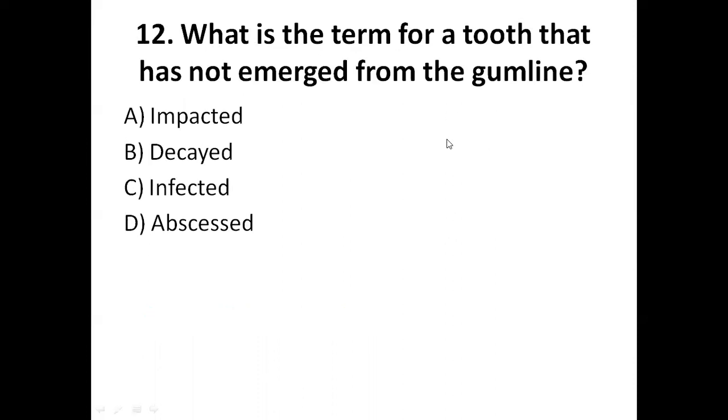Number twelve, what's the term for the tooth that has not emerged from the gum line? A, impacted. B, decayed. C, infected. D, abscessed. 30 seconds for the reveal. Ready? Let's go. A, impacted. Impacted. So that brings us to the end of this video.